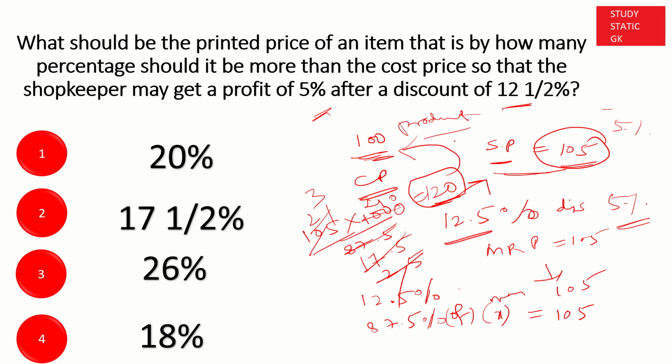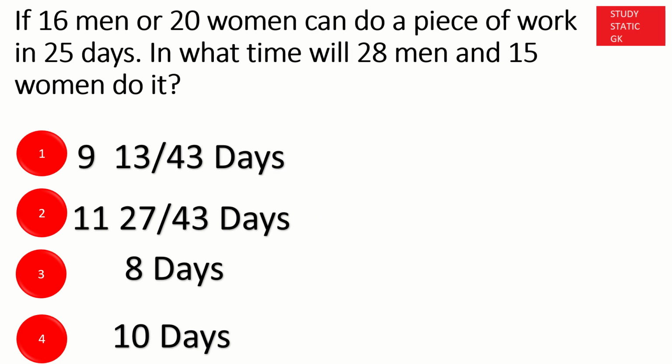In order to get 5% of the profit, right? So we have to make 20% more than the cost price. So that is 20%, that is the answer. So we're going to the next question.